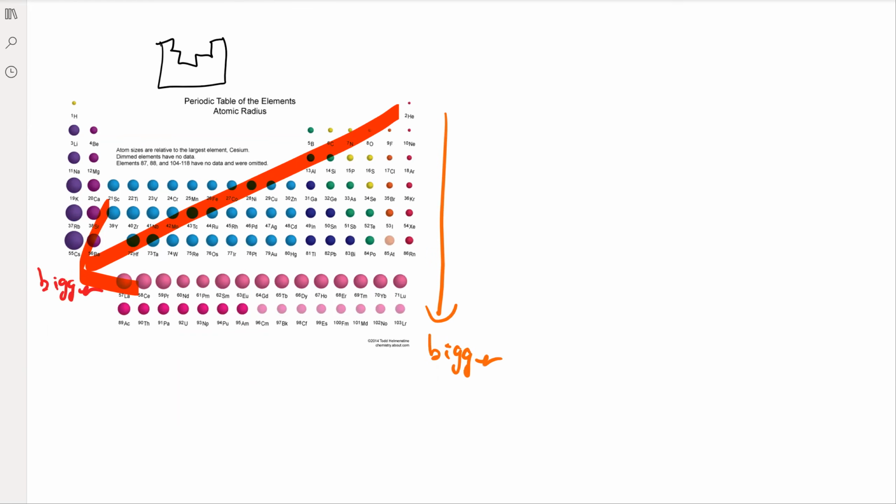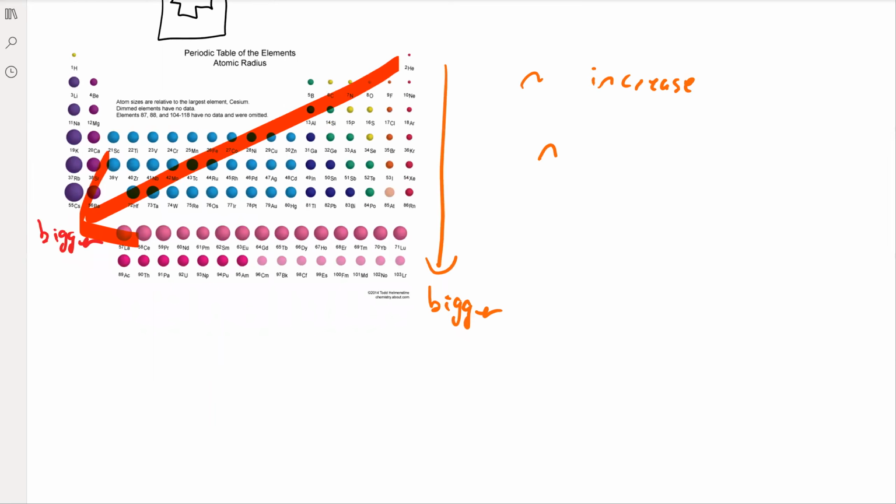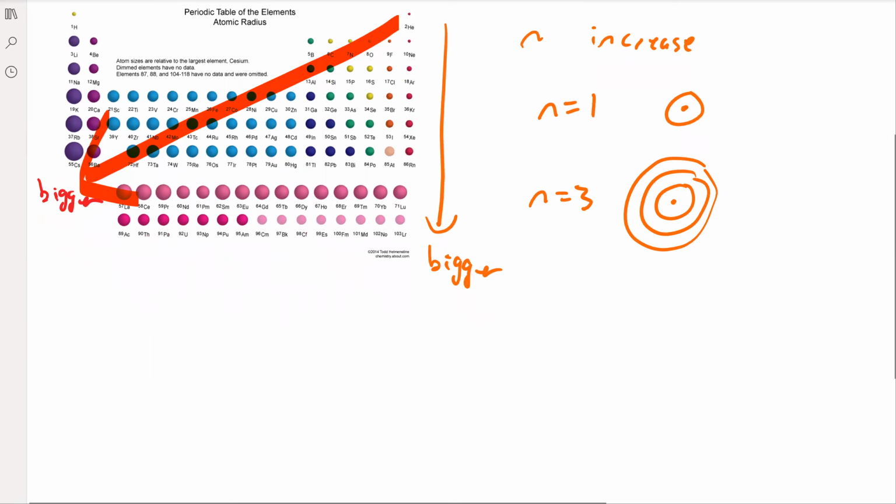And that's relatively easy to explain. As we go down the periodic table, n increases. Remember, n is our principal quantum number. So when we have n equal to 1, we only have one major energy level for the electrons. When we get down to like n equals 3, then we have 1, 2, 3, right? As you can see, as we grow these orbits, they get bigger and bigger, and that explains why as we go down the periodic table, we get bigger and bigger.